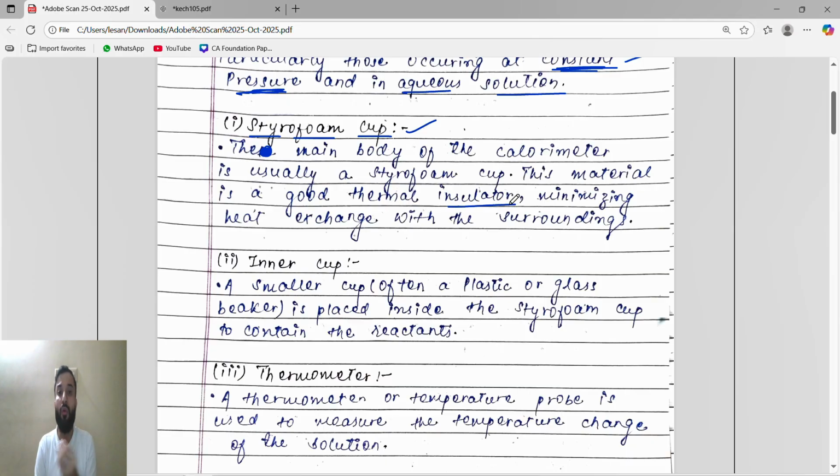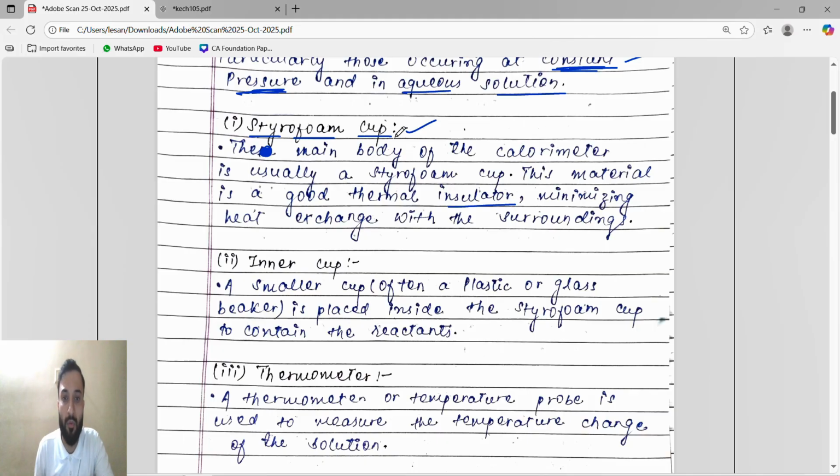What do you mean by the word insulator? Insulator means something which will not allow the heat to pass. Thermal means heat, insulator means it will not allow it to pass. So a thermal insulator will not allow the heat to pass from system to surroundings.